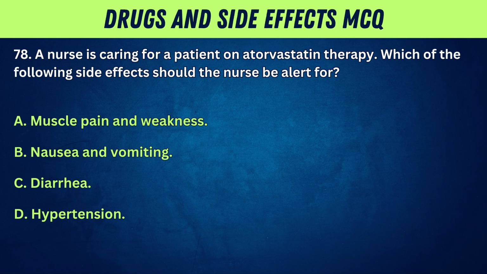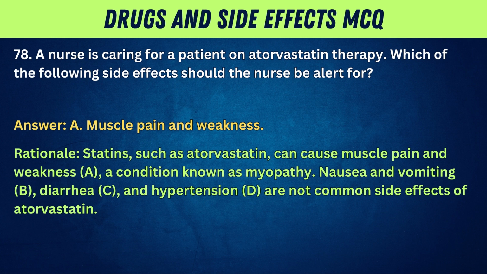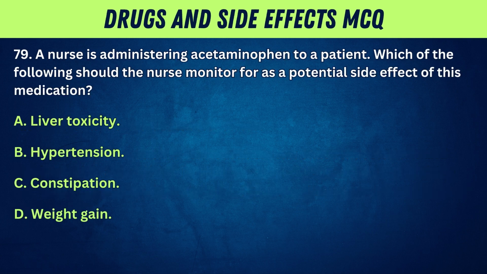A. Muscle pain and weakness. B. Nausea and vomiting. C. Diarrhea. D. Hypertension. Answer: A. Muscle pain and weakness. Rationale: statins such as atorvastatin can cause muscle pain and weakness, a condition known as myopathy. Nausea and vomiting, diarrhea, and hypertension are not common side effects of atorvastatin.